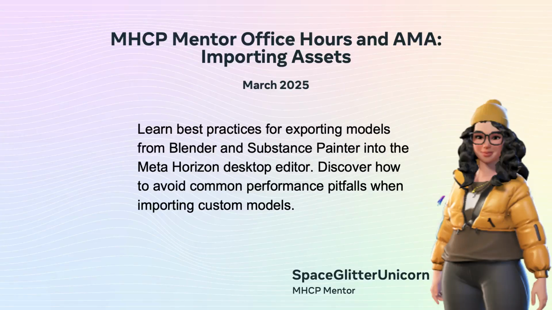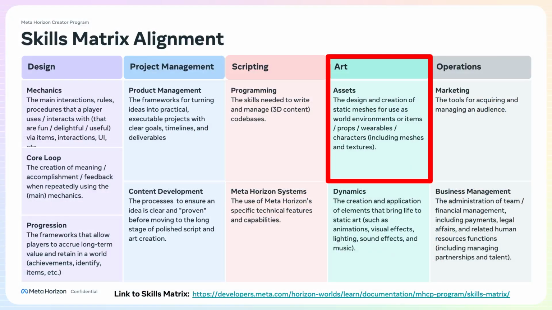So today we will be importing assets. Today's skills matrix alignment is art, assets: the design and creation of static meshes for use as world environments or items, props, wearables, characters, all of that fun stuff, all of the magic.